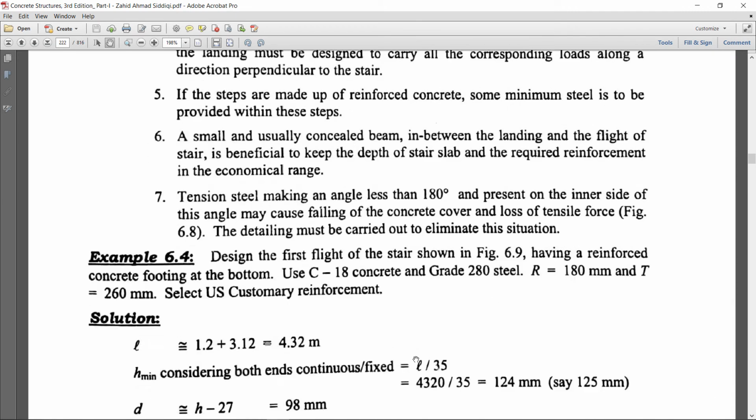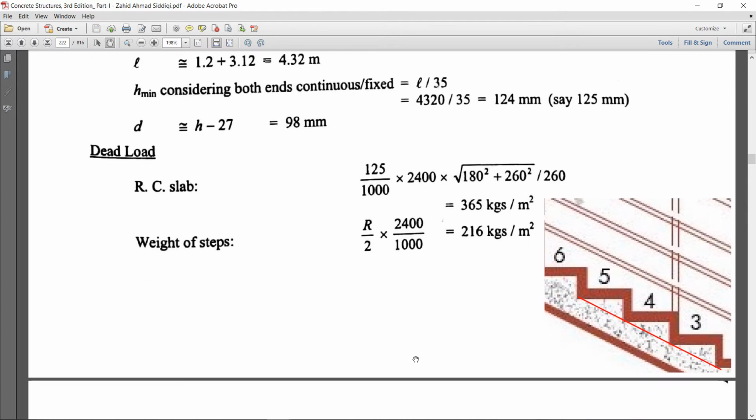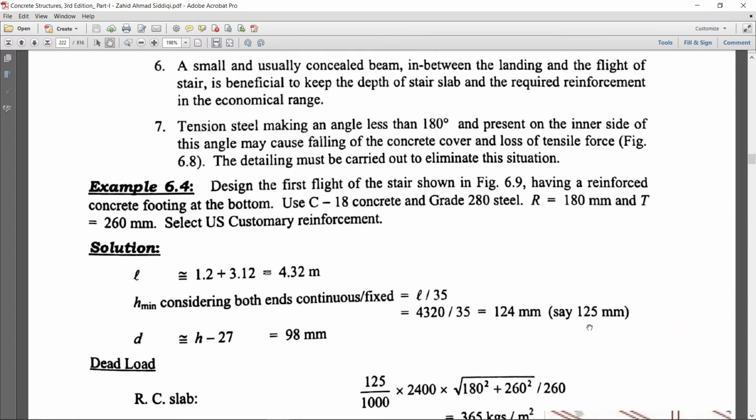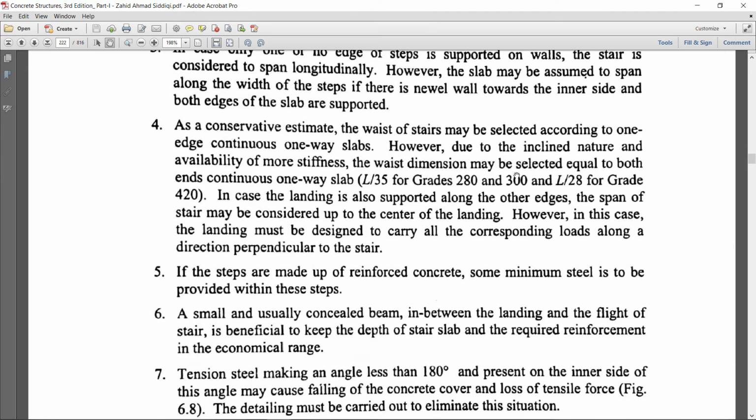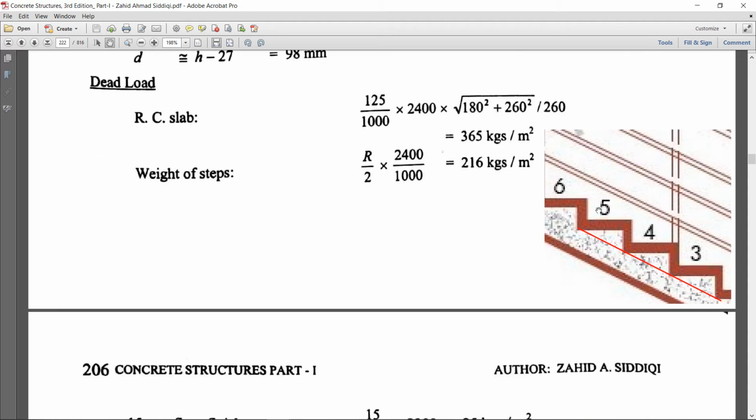Okay, first of all, here in the stair, the slab is inclined. So to take the load as inclined, there is a formula, that is the square root of R square plus T square, where R and T are the riser and tread dimensions. Riser square plus T square under root and divide by T, or you can just multiply approximately with 1.22. You will get the load of the inclined slab. Then you will calculate the load of steps. For the load of steps you will take the average riser divided by 2.